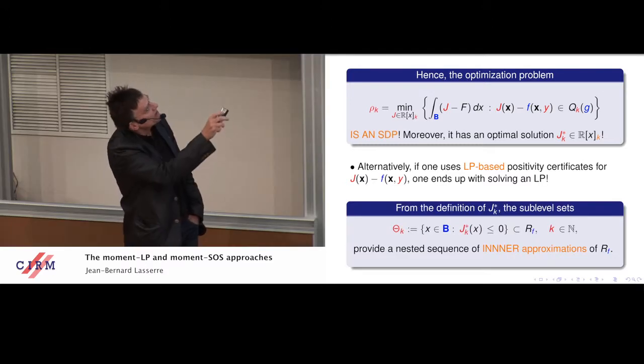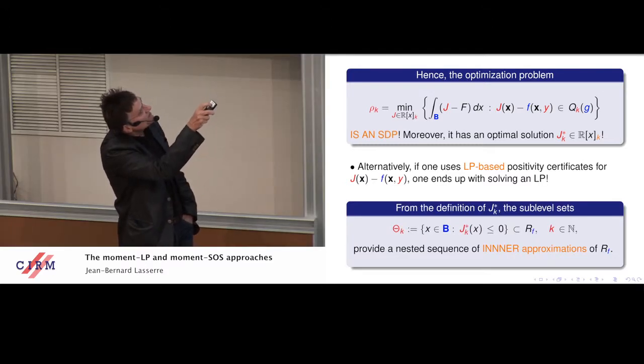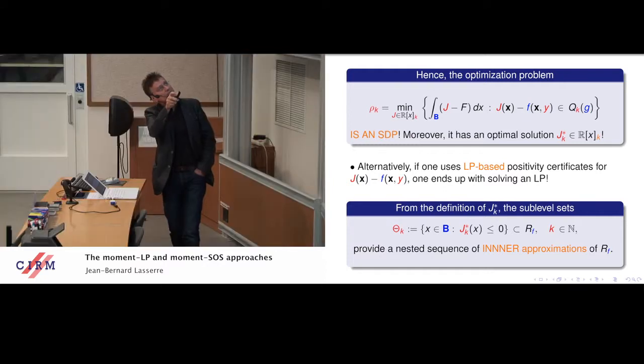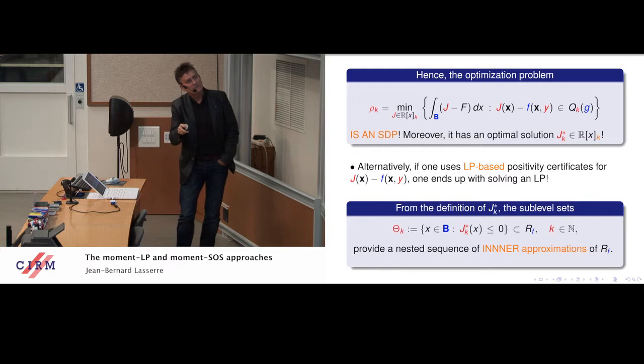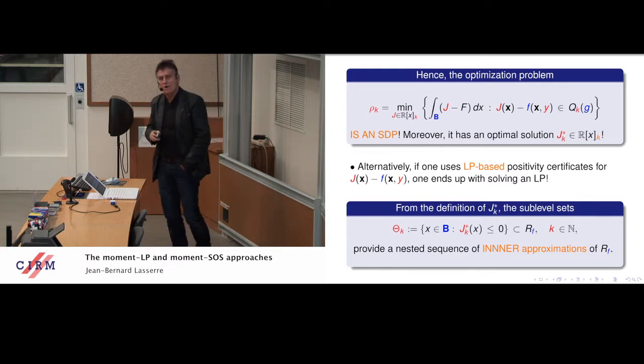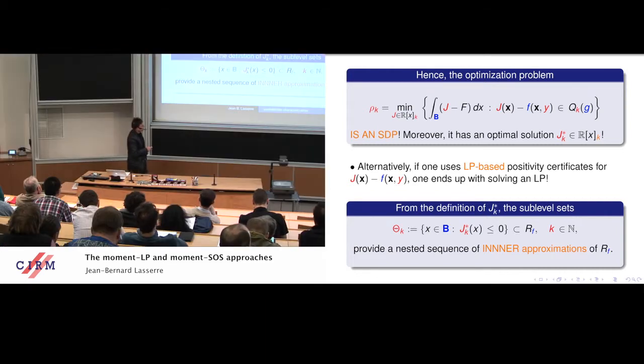So this is an SDP. When you fix the a priori degree k, this is an SDP, and it has an optimal solution. And of course, if you do the LP-based certificate, you would have an LP instead of an SDP. And from the definition of g_k, this sublevel set is an inner approximation. So when you compute this g_k and then look at this set, it's an inner approximation of R_f.